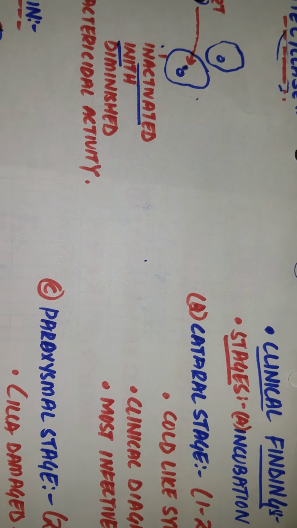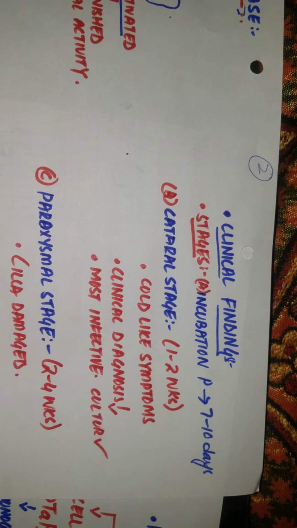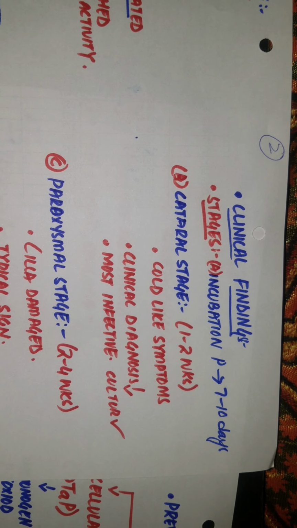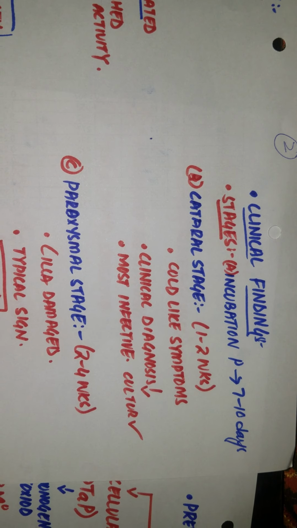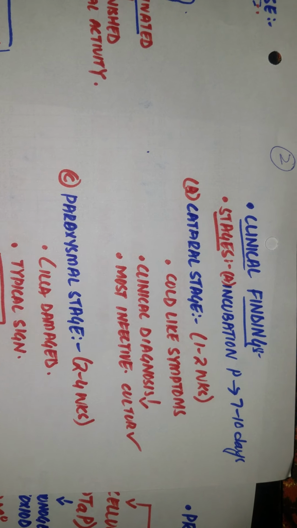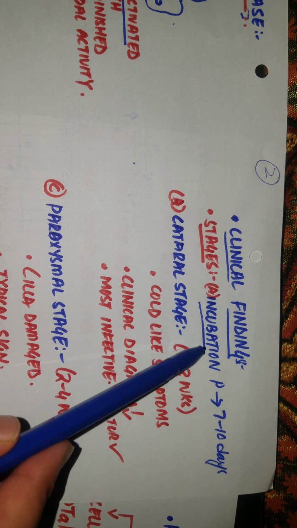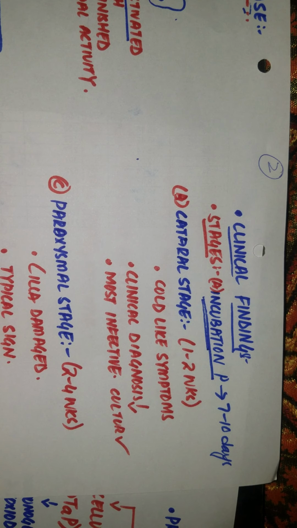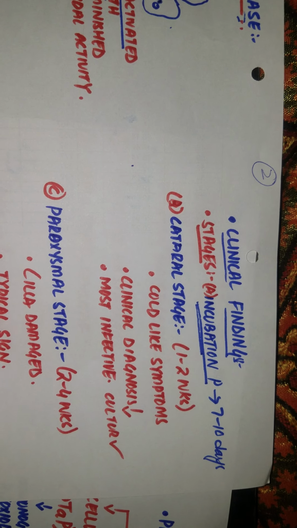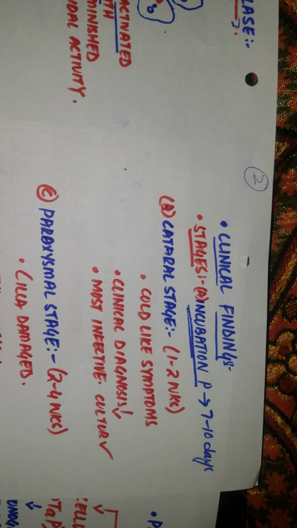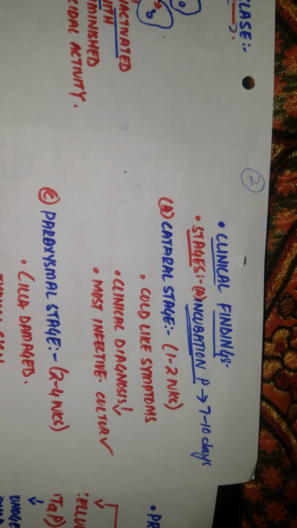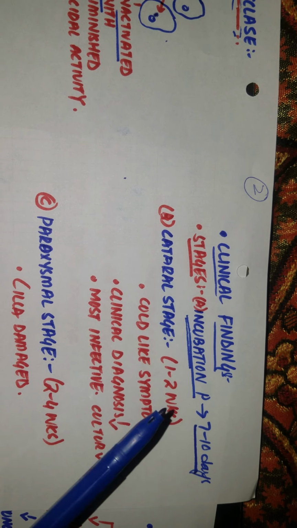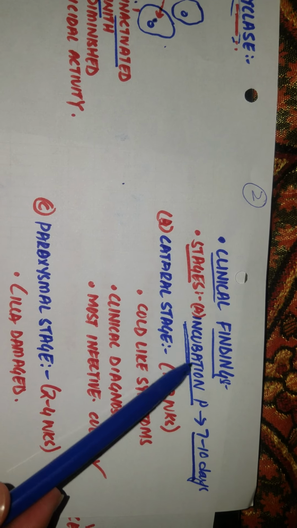Now coming towards the clinical findings. The disease caused by this organism is divided into three stages. The first stage is the incubation period. Incubation period means the period between the attack of the organism and the appearance of the symptoms. So it is from 7 to 10 days, meaning the first week is that of the incubation period.